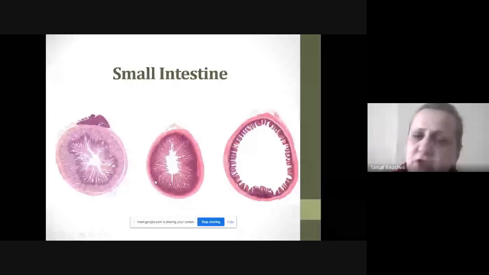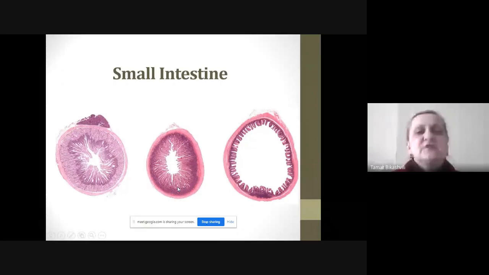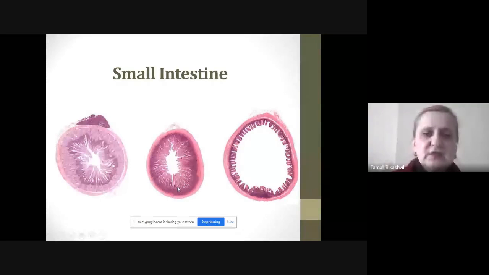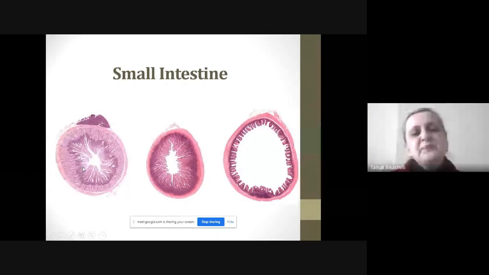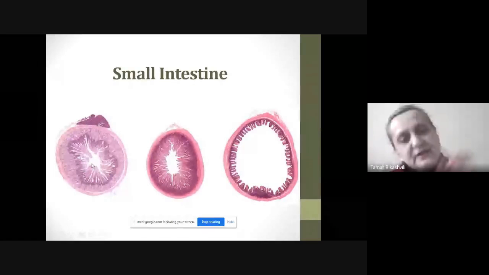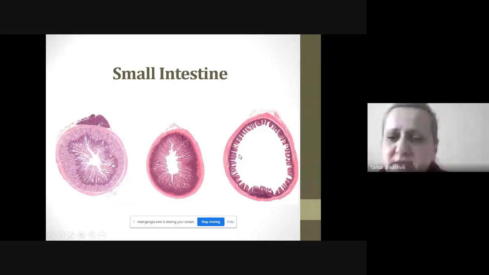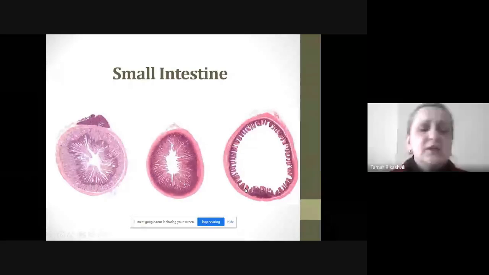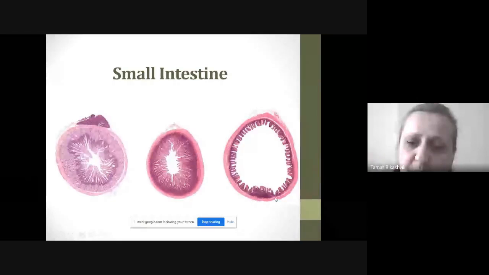No submucosal glands, numerous folds are here, and you can see mucosal glands. Mucosal glands are also here, but additional glands are submucosal. And this is the ileum. The plica circularis are not so well developed here, and there are no such numerous villi, but here are lymphatic aggregations. You have the Peyer's patches.